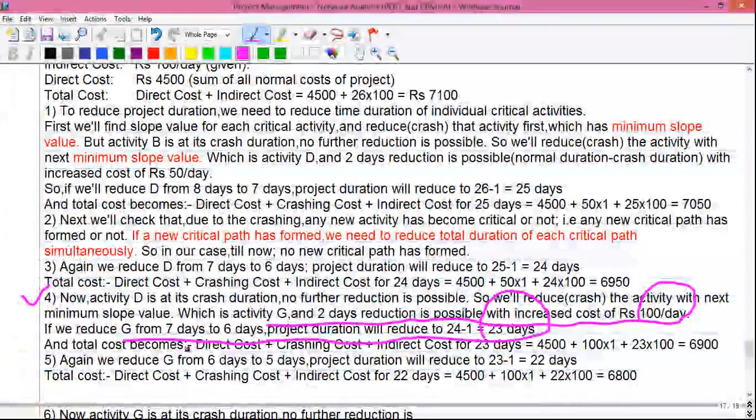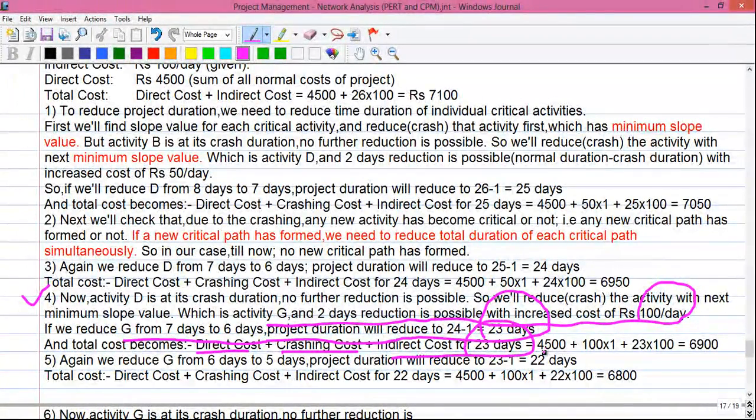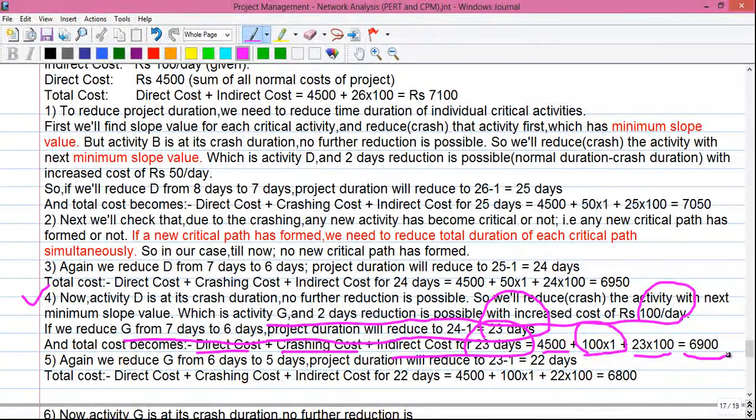So the total cost becomes direct cost plus crashing cost plus indirect cost for 23 days. So direct cost is fixed 4500 plus crashing cost is now 100 rupees per day for activity G, and indirect cost is rupees 100 into 23. So our total cost becomes 6900. So again we have reduced our project cost by rupees 50 in our fourth step.